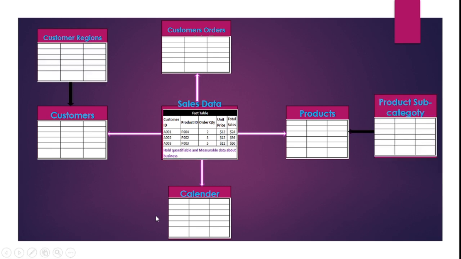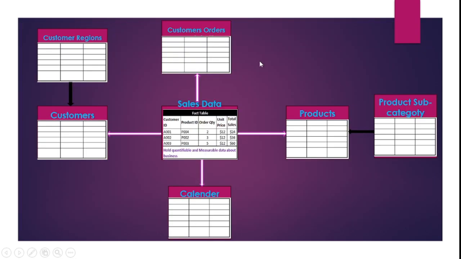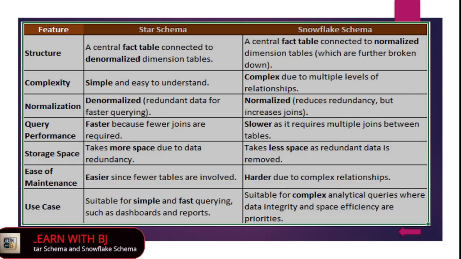And then when it comes to Snowflake schema, central fact table connected to normalized dimension tables, which are further broken down. So when we come to Snowflake schema, you can see the products table have been broken down into a product subcategory. When we come to customers, again, the dimension table has again been broken down further into customer regions. So another feature is about complexity.